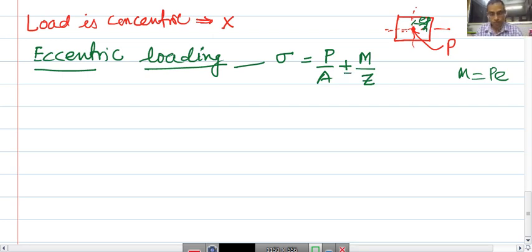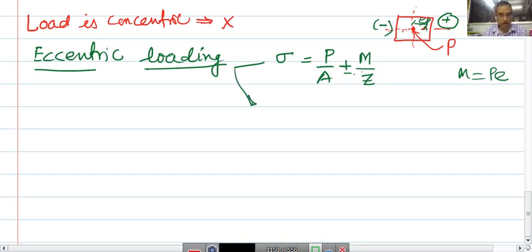So, if it is buckling eccentrically on this side, there is compression P by A plus M by Z, and on the opposite side, this side is minus and the stress on that side is a plus, which I have to consider. Okay, so this is your stress.